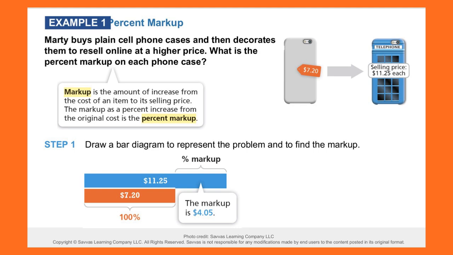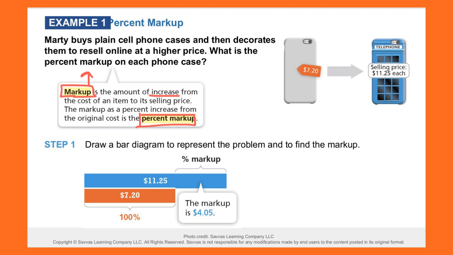So the first thing that I'm going to notice is that we have vocabulary. Markup is the amount of increase, because it's markup, from the cost of an item to its selling price. The markup as a % increase from the original cost is the % markup. When a retailer buys inventory, let's say they bought something for $5, they're not going to turn around and sell it to you for $5. They're going to sell it to you for $12.50, let's say. That difference is the markup, and the % is called the % markup.